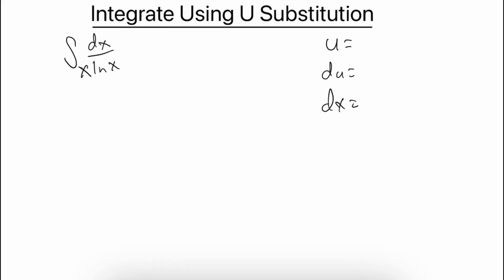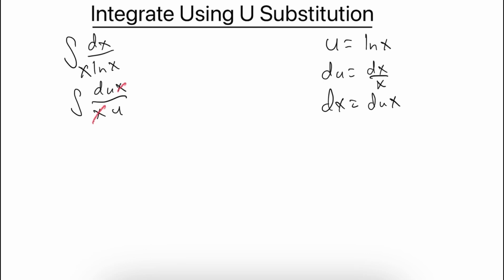So now we're going to take the integral of dx divided by x ln x. So our u, we're going to choose the natural log of x. Our du is going to be dx over x. And our dx by itself is going to be du times x. So now we'll sub everything back in. We have the integral of du times x over xu.